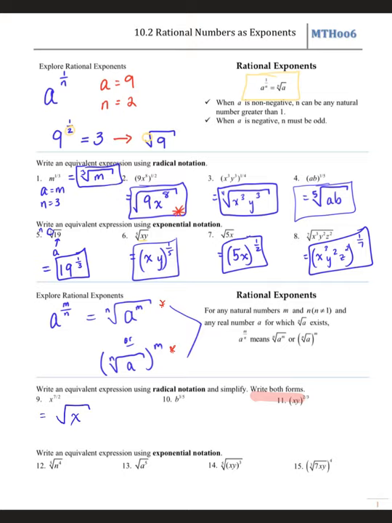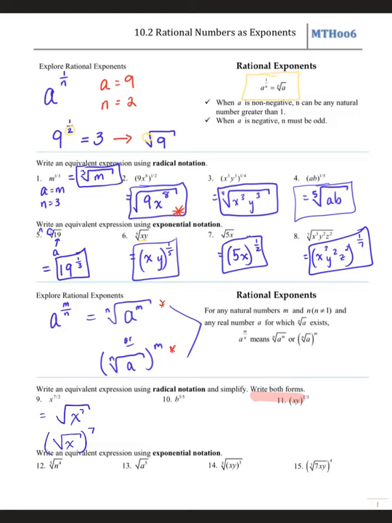And then it's going to be x to the 7th. So we can write it like that. Or the other way to write it is the square root of x to the 7th power. Now that one isn't going to simplify at all. Letter B. Oh, I'm sorry, number 10, but I'm going to let you do that one on your own. And then let's go ahead and look at number 12 then.